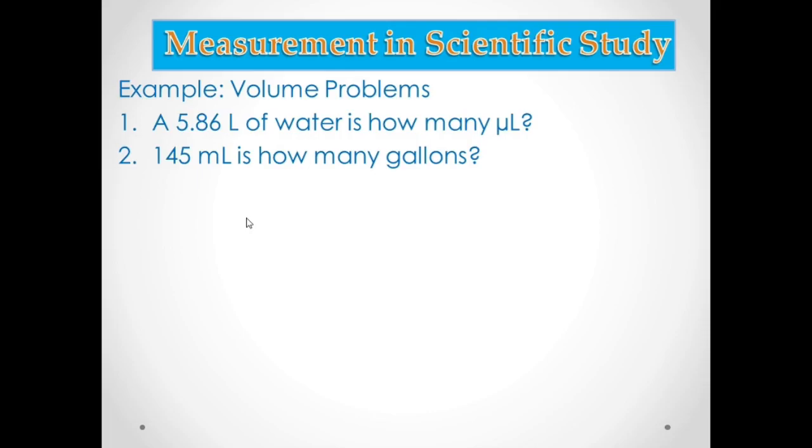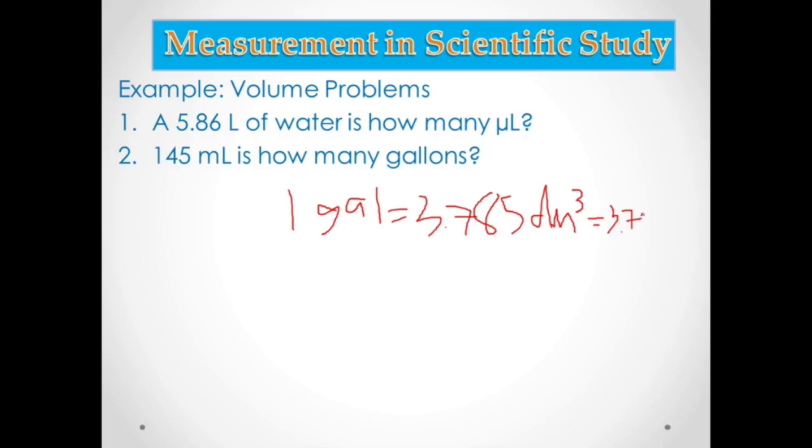the next problem. It says 145 ml is how many gallons? If you have your conversion factor, 1 gallon is 3.785 liters or dm cube. It's actually dm cube in our example, but it's also equivalent to 3.785 liters, because 1 dm cube is just 1 liter. But since it's ml, you can have 1 liter is actually 1,000 ml.